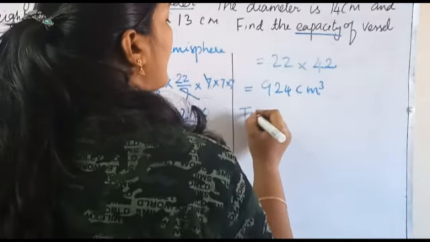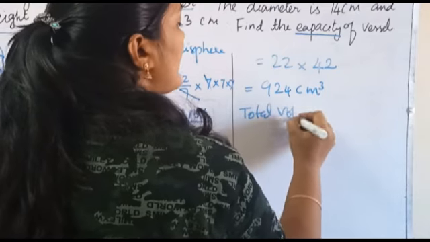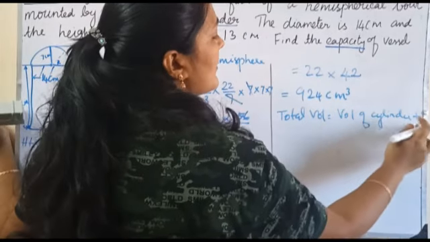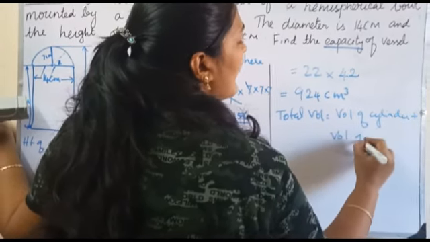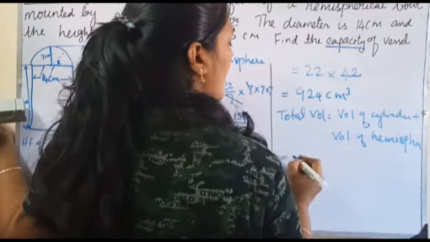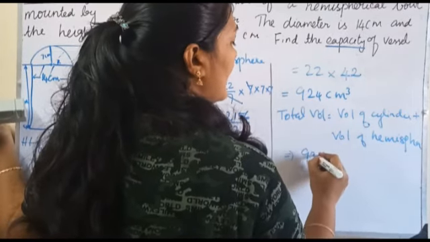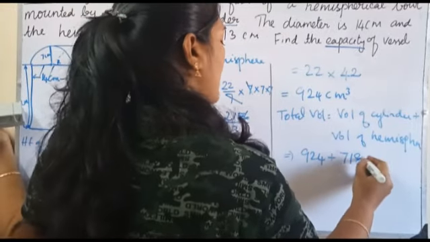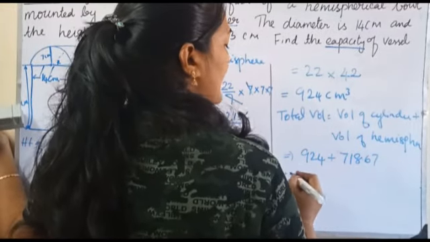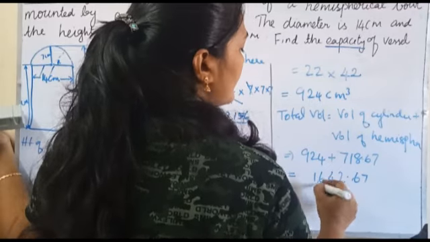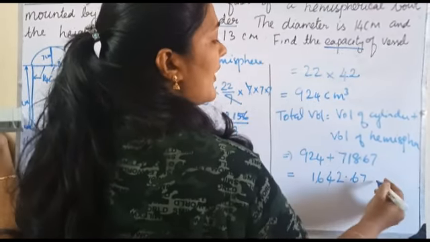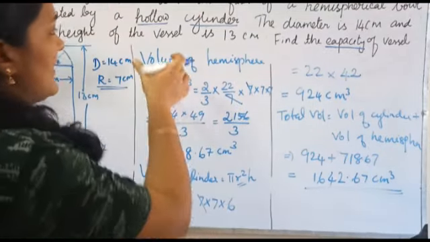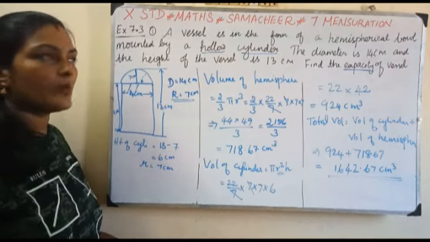Okay, now find the total volume. Total volume is equal to volume of cylinder plus volume of hemisphere. What is the volume of cylinder? 924 plus volume of hemisphere is 718.67, which is equal to 1642.67 centimeter cube is the total volume of this vessel. Hope you understand. We will move on to the next sum.